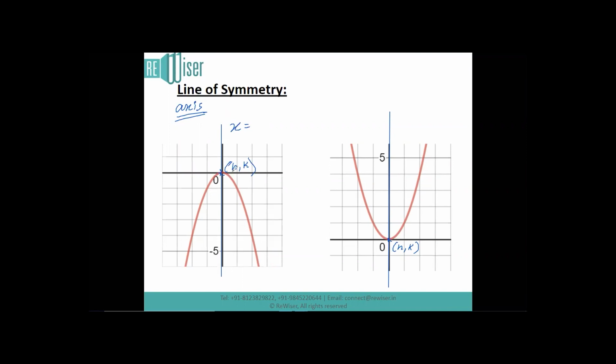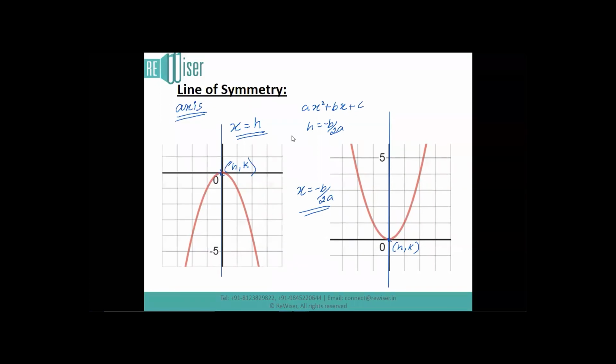Since it is passing through the vertex of your parabola, the equation is going to be x equals h. Or, since we know that whenever I have a quadratic equation in the general form, which is ax squared plus bx plus c, h is nothing but minus b over 2a. So you can also say the equation of the line of symmetry is x equals minus b over 2a. This is your equation of symmetry.